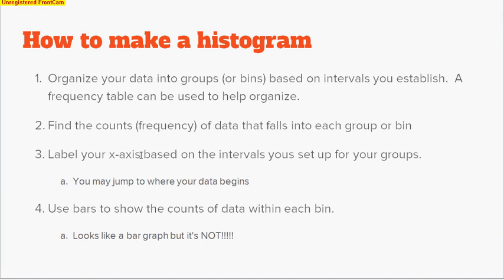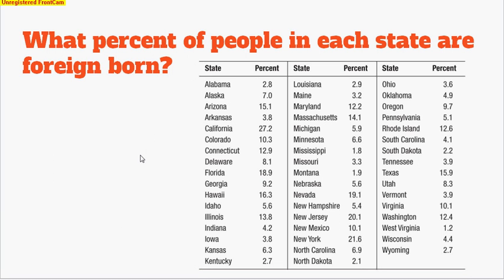First, you want to organize your data into groups or bins based on the intervals you establish. I'll show you what I mean by this shortly. Then you want to find the counts of data that fall into each bin. Then you want to make your graph by labeling your x-axis based on the intervals that you set up in step 1. And then step 4 is you make bars that show how much data falls into each bin. So, here's an example to make this very clear.